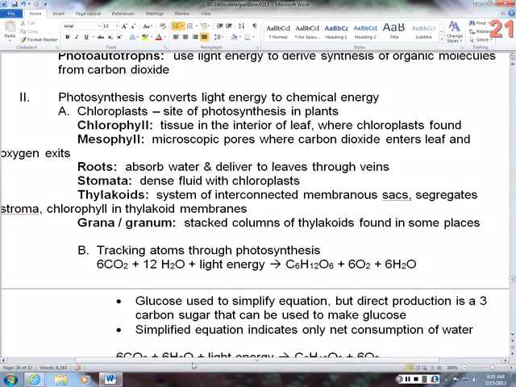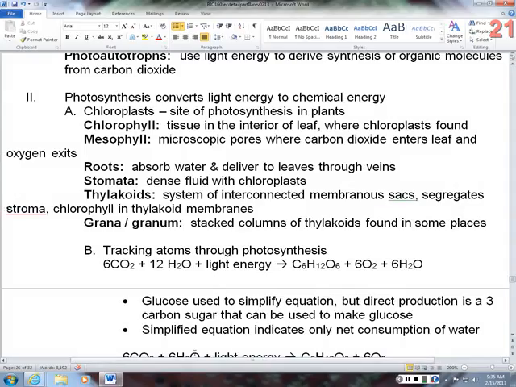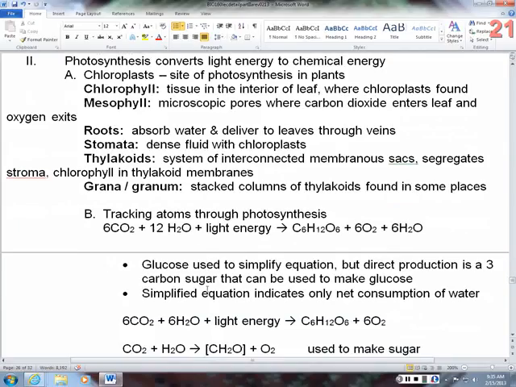In the leaf, we've got these thylakoids, which are systems of interconnected membranous sacs that are going to segregate the stroma and chlorophyll in the thylakoid membranes. So the grana or granum are stacked columns of thylakoids found in some places. In a lot of pictures of them, they kind of look like stacks of pancakes. Just these little stacks of chlorophyll in there is how they draw them.